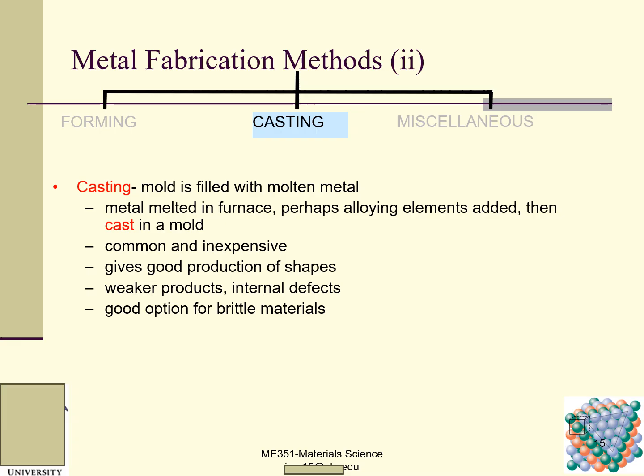A second category is casting. The casting mold is filled with molten metal. The metal is melted in a furnace, maybe alloying elements are added, then it is cast in a mold. It is common and inexpensive. Many years ago, people used this one a lot. This gives good production of shapes but weaker products, with internal defects. It is a good option for brittle materials.